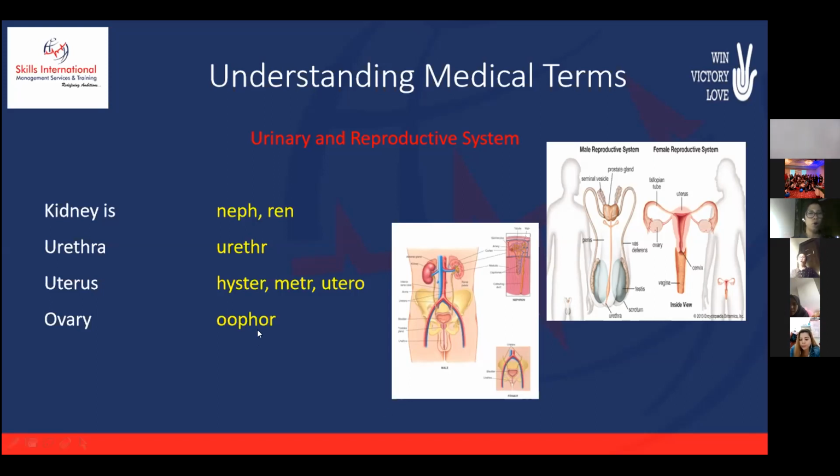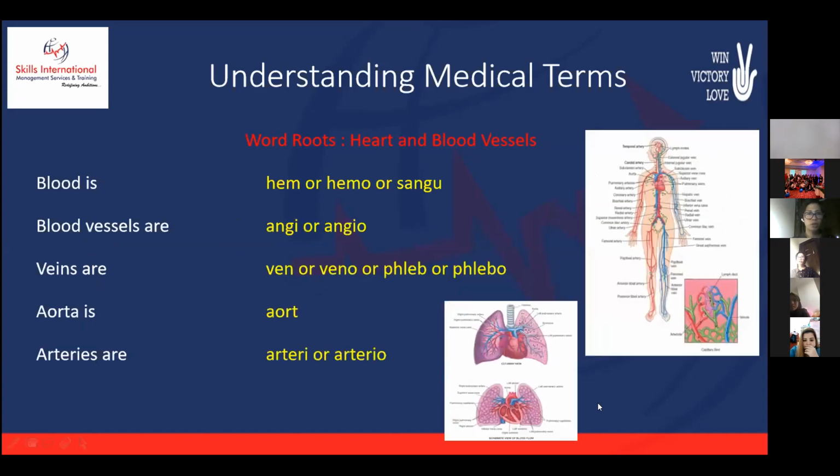Pag ovary naman, ayan, oo, oo for oo. Kasi meron ding mga tinatawag na oosynthesis. Yung huhugutan ka ng ovaries or na egg cells. So, oophorectomy, tatanggalan ka naman ng ovary. So, ang babae ay may dalawang sa fallopian tube niya, meron siyang dalawang ovaries. Ovaries ang gumagawa ng egg cells. Okay? Your blood is hemo.